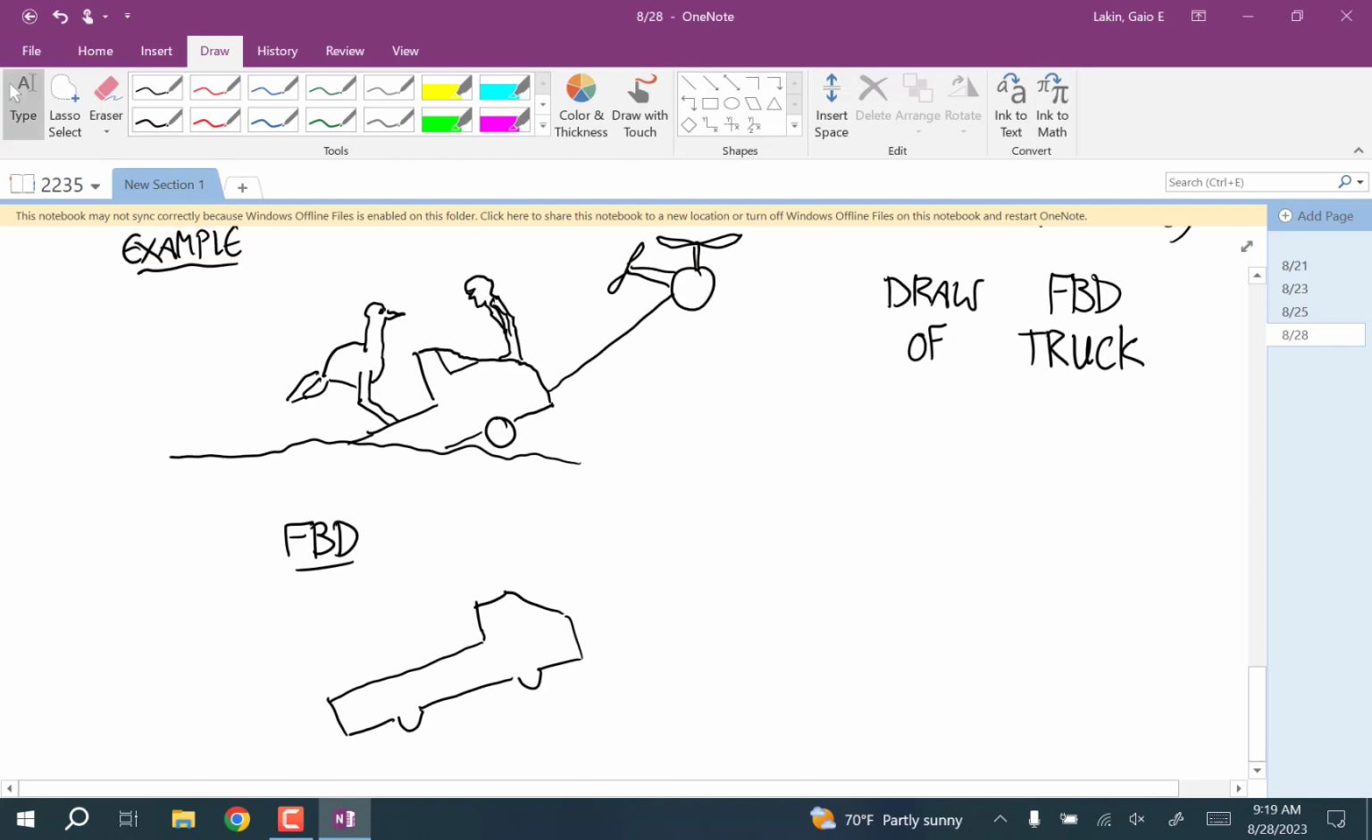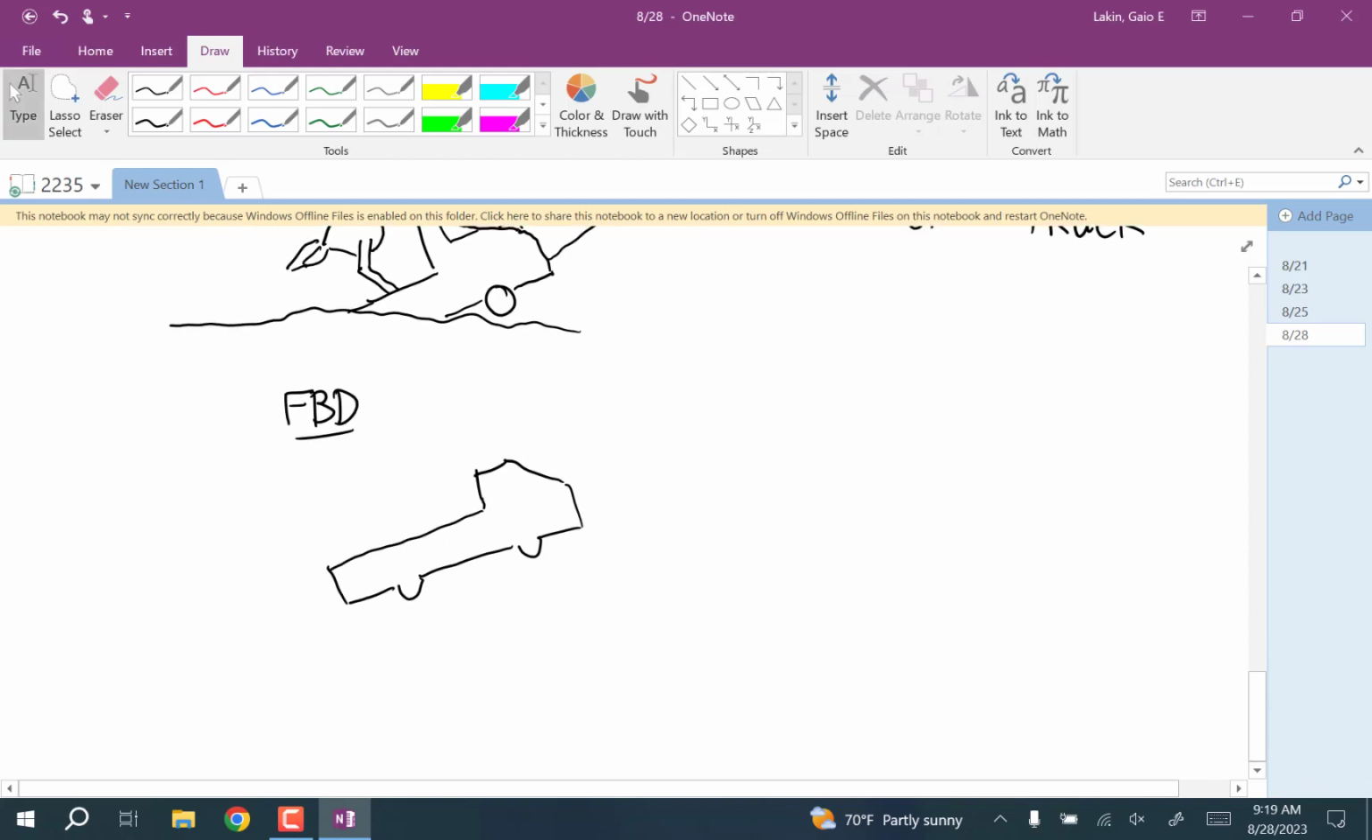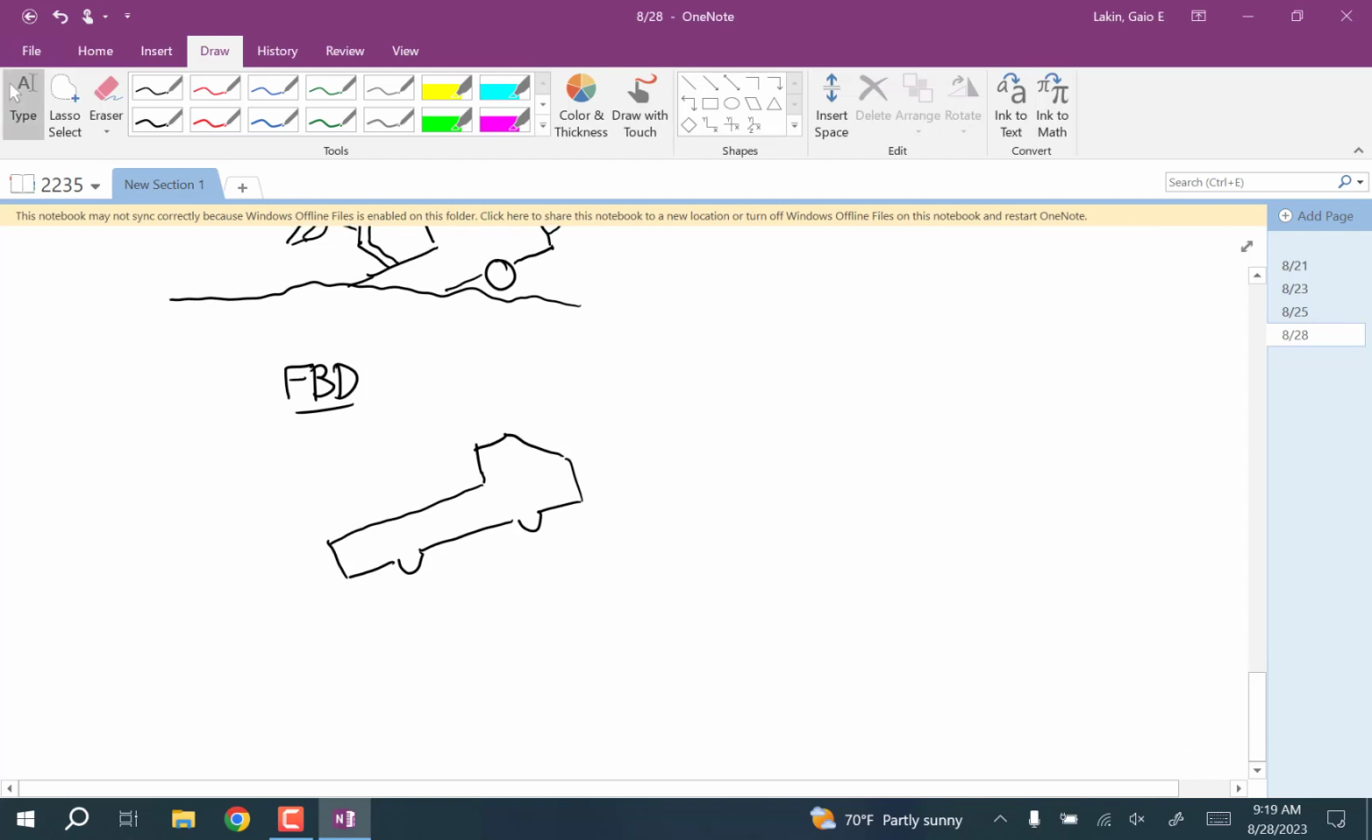And so the person, the rope, the helicopter, the bird, the mud, you don't draw those. You just draw the outline of what you're isolating. Now, first, our field forces. There's no reason to think there's any significant magnetic or electrical forces going on here. Hopefully not. So the only field force is at the center of mass of the truck. There's a weight force.